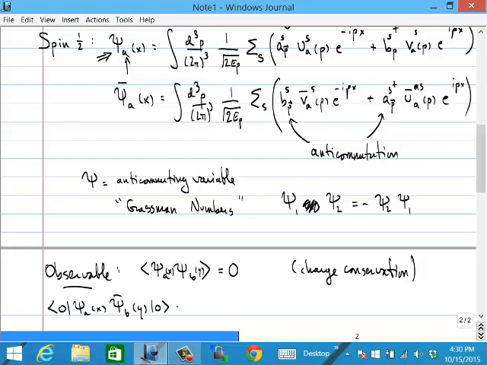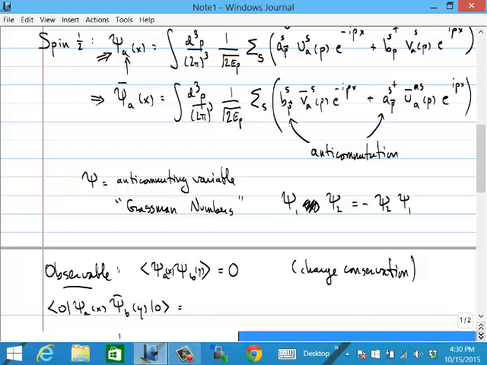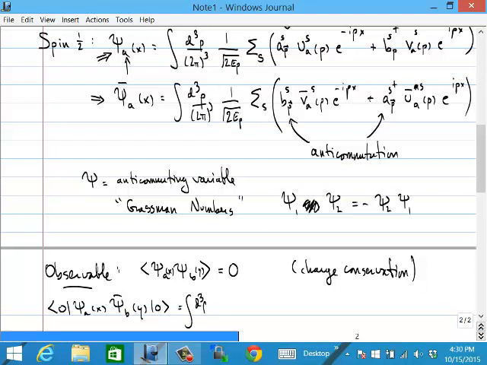So what have we got? Well, we just insert these two expressions here, the expansions for psi and psi bar, in a plane wave basis. So you have an integral d3p, an integral d3p prime over 2 pi to the 6th. That normalization factor, 2 times the square root of EP prime. And then you have a sum over S and S prime.